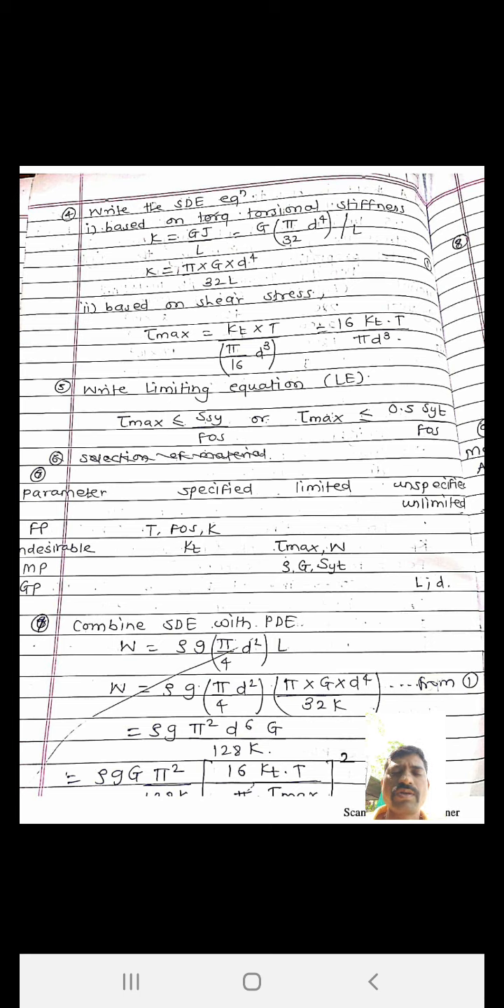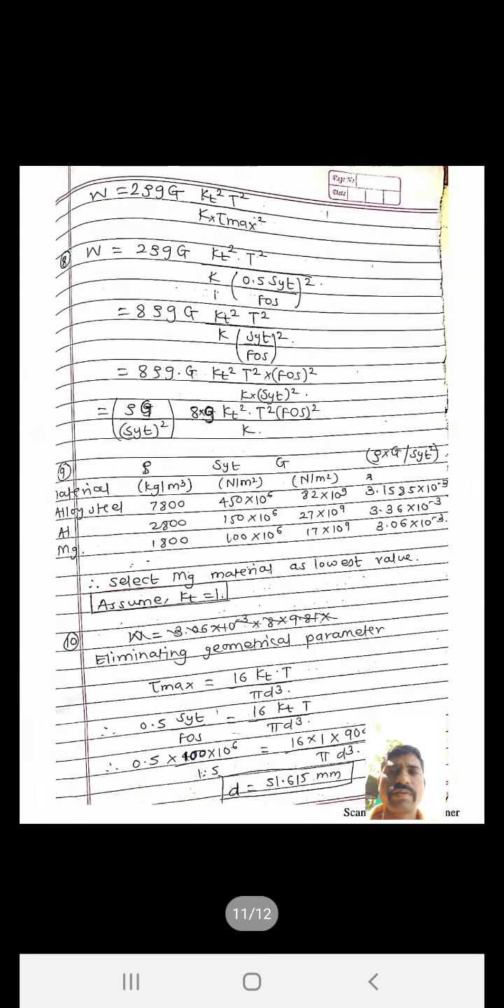Then again you can solve this equation and you will get the new equation, pi small g into capital G pi square divided by 120K. Then the final equation, you will get W is equal to 2 rho g kt square t square divided by K into tau max square. Next step, put the value of tau max, 0.5 SYT divided by factor of safety, square.